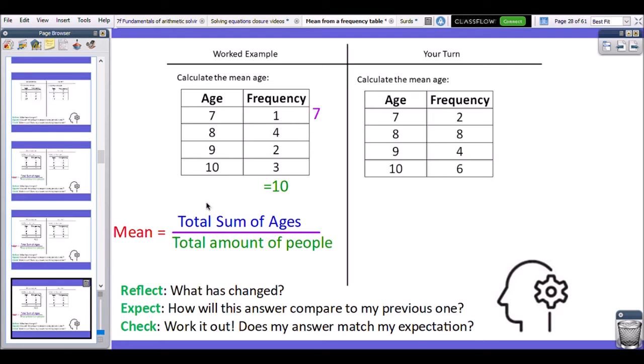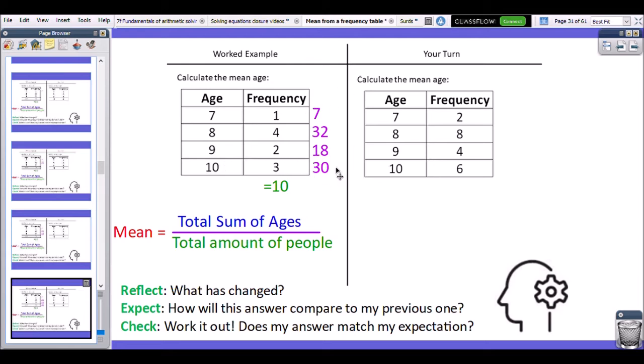Well, I'm going to find the total sum of my 7-year-olds' ages. So I have one 7-year-old, therefore we have 7 years in total. If I have 4 8-year-olds, I just do 8 times 4 to get 32, because 4 8-year-olds have a combined age of 32. 2 9-year-olds have a total age of 18. 3 10-year-olds have a total age of 30.